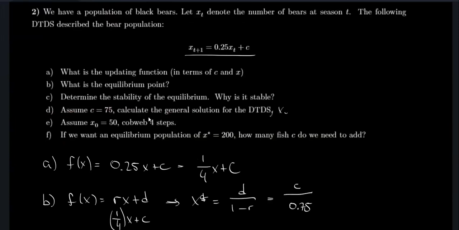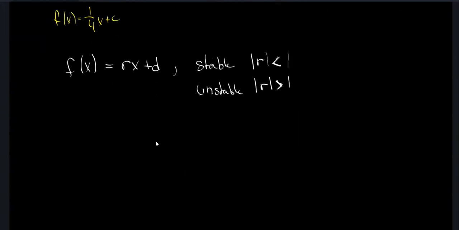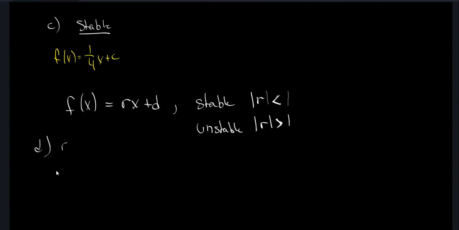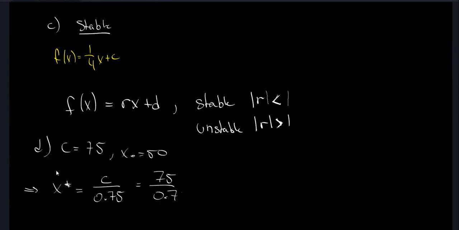And we also have to get an initial value here. We'll assume it's 50 because we're given it in the next step. So in part D, we are given c equals 75 and x naught is equal to 50. We want to calculate the general solution, so we actually need to compute the equilibrium for real this time. And we remember that the equilibrium was c over 0.75. Okay, so we have 75 over 0.75.